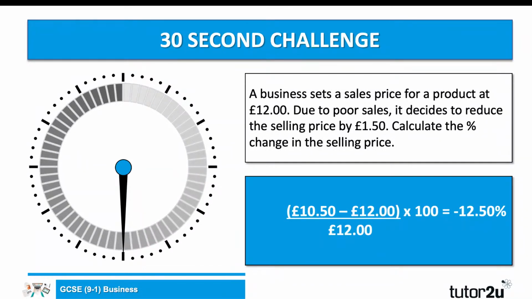There is an element of this, of course, in GCSE Business Studies, and so it's important to be comfortable in working with numbers. In this case, the difference between the original selling price and the new selling price is £1.50. £1.50 as a percentage of £12 is 12.5%, and because the price has fallen, it's a fall of 12.5%. Extremely well done, all those of you that got that right, and well done those that took part.